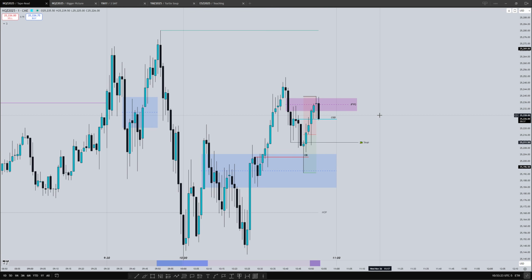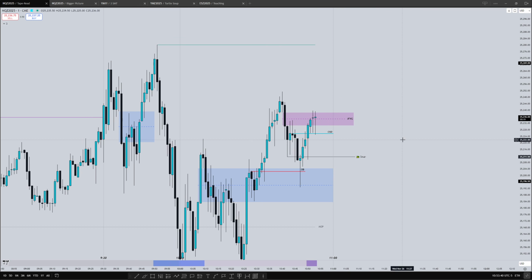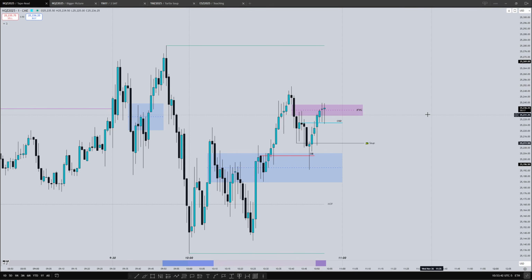So premium array, you have parent dealing range here, child dealing range here. So at a minimum, you'd like to see it drop into 25,224.75. Okay, so a little bit, maybe a little bit more. And then obviously the parent dealing range would be there. So I'm going to screenshot this, put it into the predictions chat.